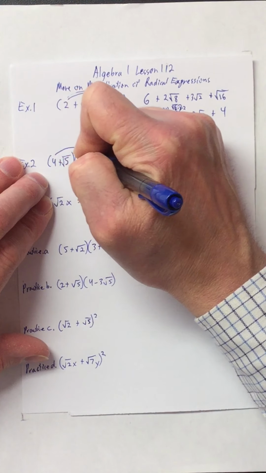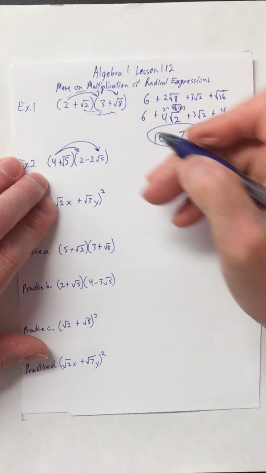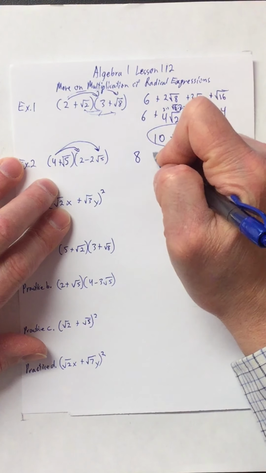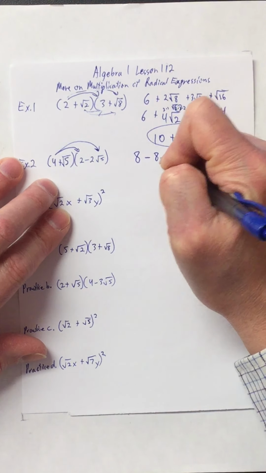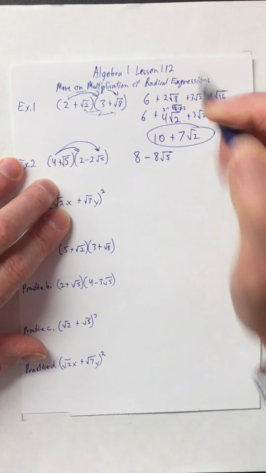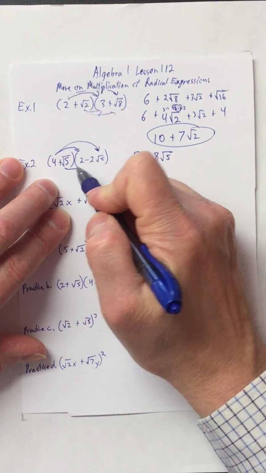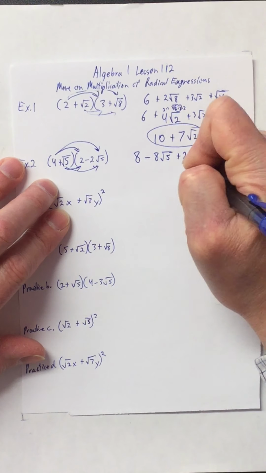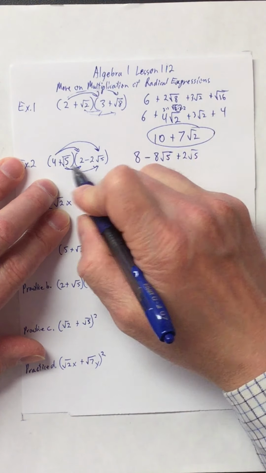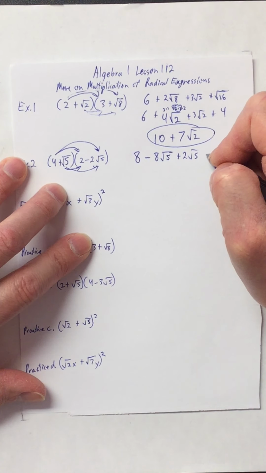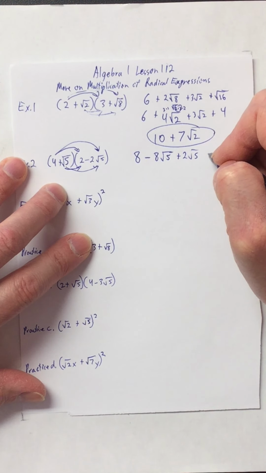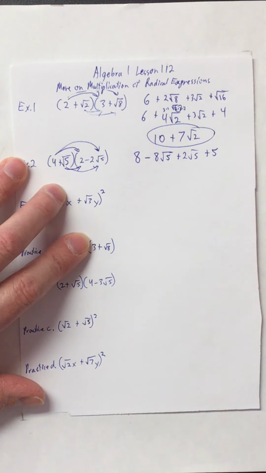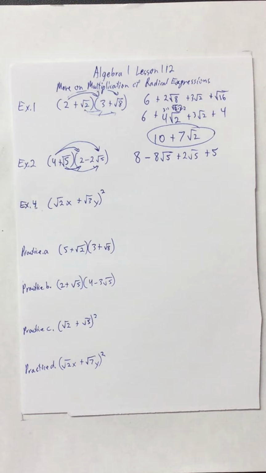Once again, remember this first term's got to get multiplied by both of those. So 4 times 2 is 8. 4 times a negative 2 is a negative 8 square root of 5. And we've got to multiply the second term by both of those. So we get 2 plus 2 square root of 5. And then square root of 5 times square root of 5 is going to be square root of 25, which is the same thing as 5. So I'm just going to write it in there like that.